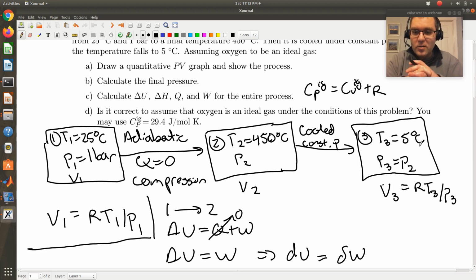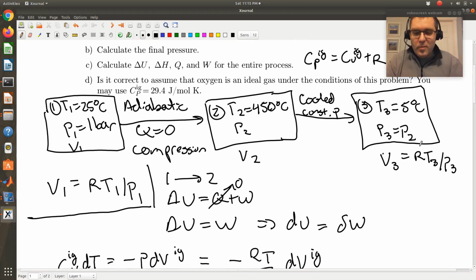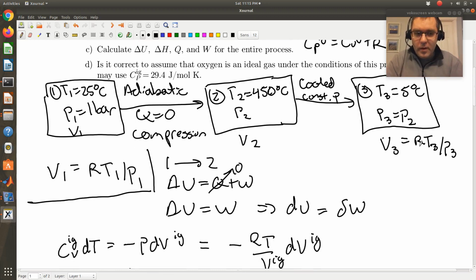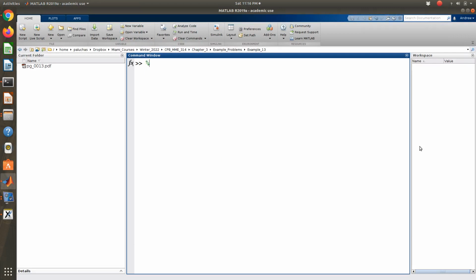They're state functions, so I can just do my final state 3 minus my initial state 1. And then Q and W, those are going to be path dependent, but I can calculate Q and W for each step, and then add them. No problem. We've got this. All right, so let me go over to MATLAB, and I'll start a new script.